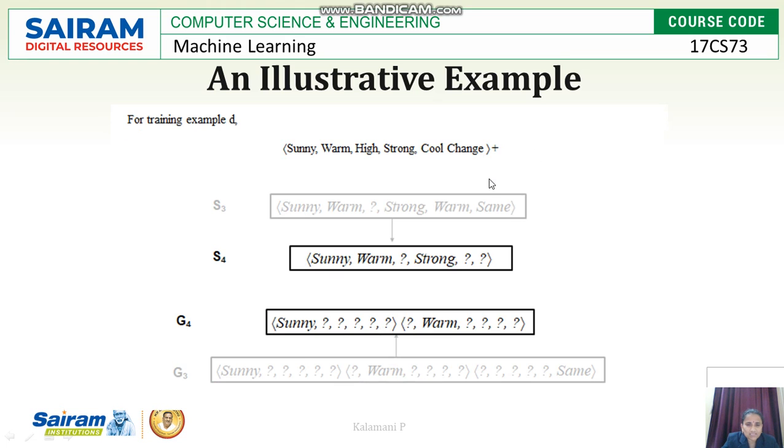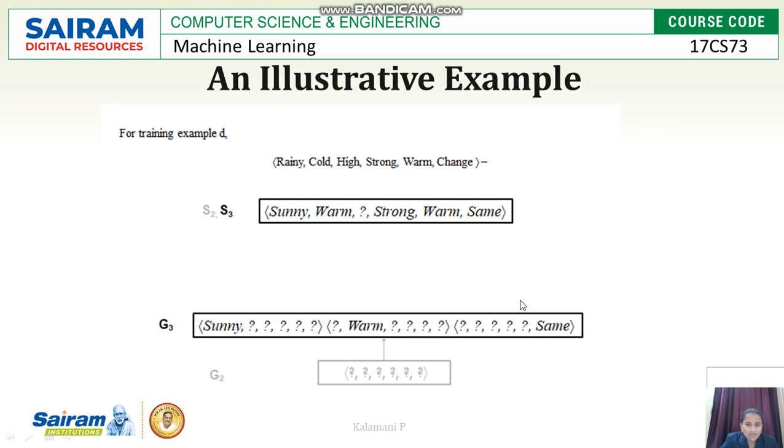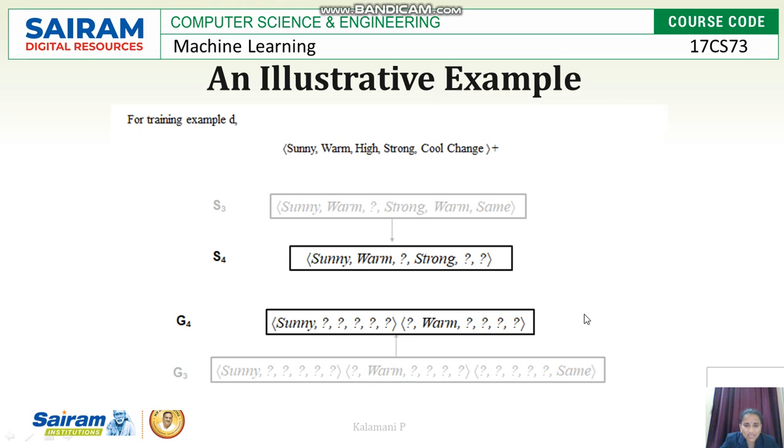So here again the positive training example, then only S, the specific hypothesis, is considered. So we made it sunny, then warm, then high, question mark, it can take any value. Then strong, it can take cool or warm, then question mark, change or same, question mark. Okay, so S4, G4 is same, there we have seen. We'll check that with this inconsistent one, that should be eliminated over there. So see here, this is inconsistent with the example, so that will be eliminated. So only we are having these two.